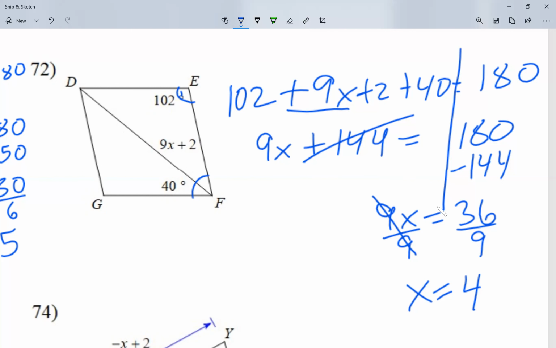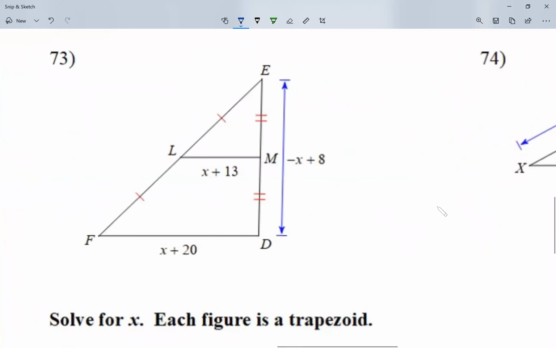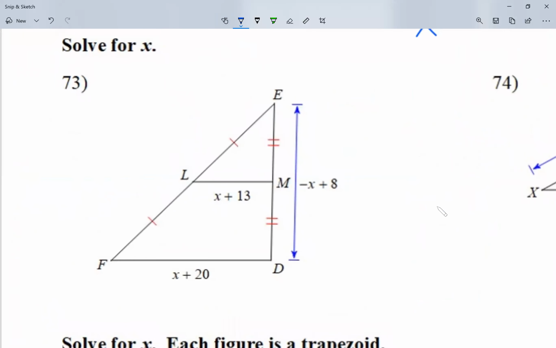Then this week, we talk about mid-segments of a triangle. The instructions are solve for x. Now, the mid-segment of a triangle, let's highlight this in yellow. It's this segment. Now, that segment is parallel to one of the sides, in this case, this side.